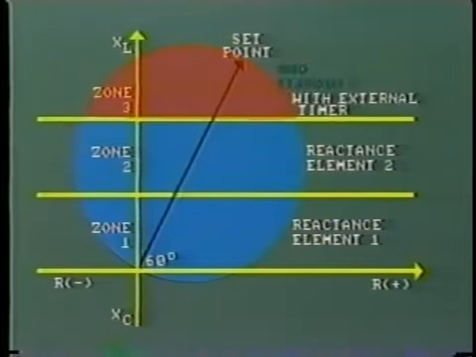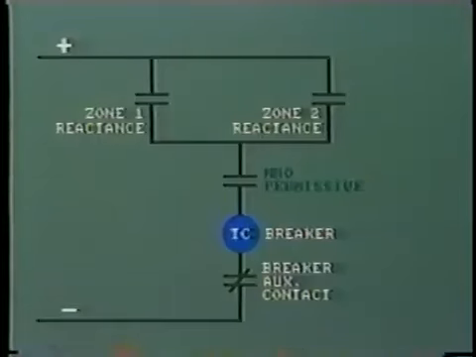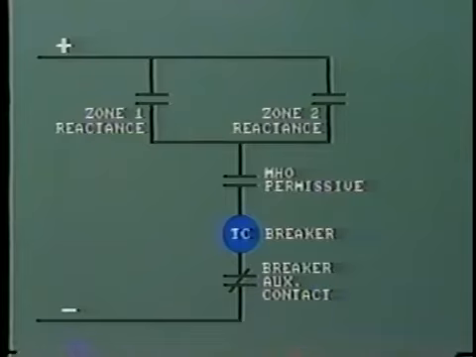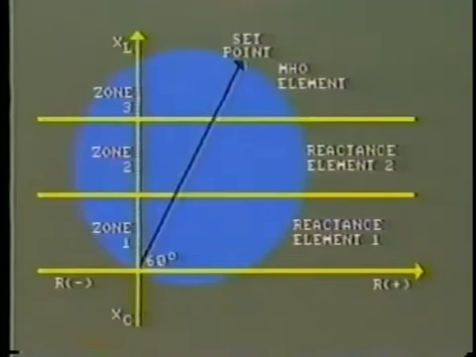It includes an external timer to prevent early tripping. But additionally, the Mho element also contains a permissive contact in the operating circuit of the reactance relays. This restricts operation of the reactance relays to this area. The permissive contact will only close when the impedance falls within the circle.